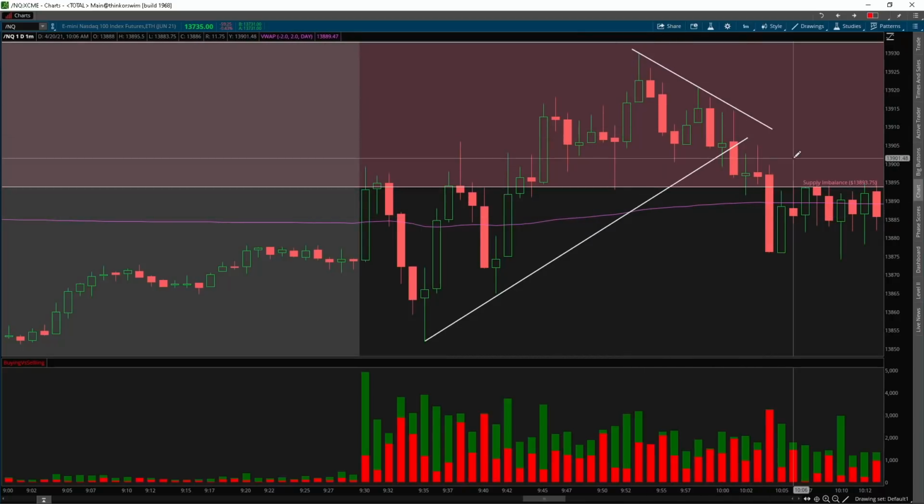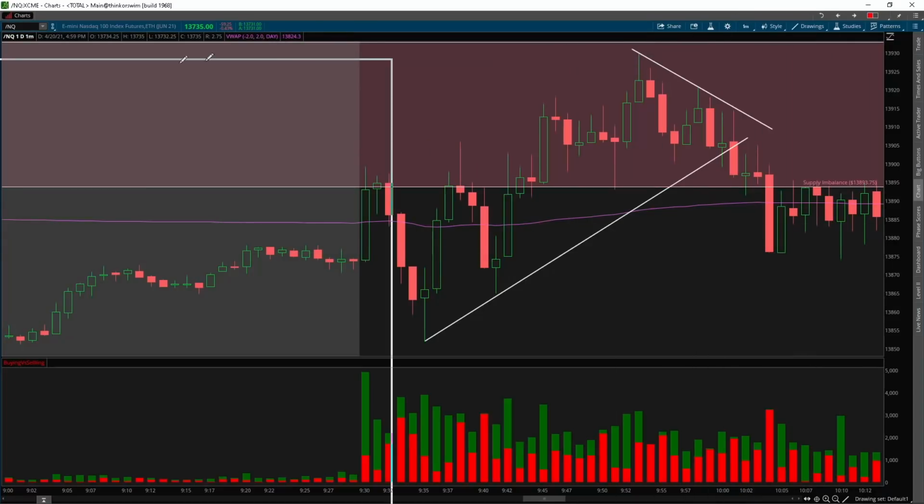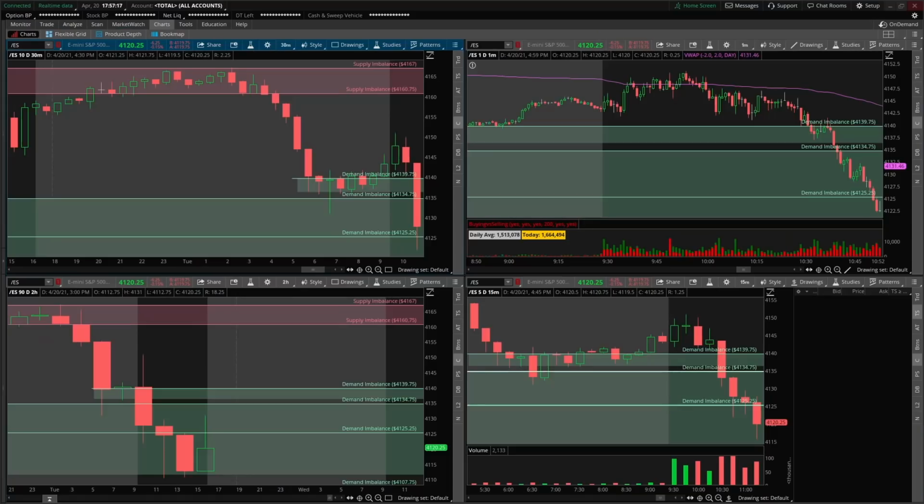So a quick little break like this inside of a supply zone will give me enough validation, and then for the next 10 or so minutes we were moving completely sideways. So this is where it comes into key, because I was also watching the S&P 500.